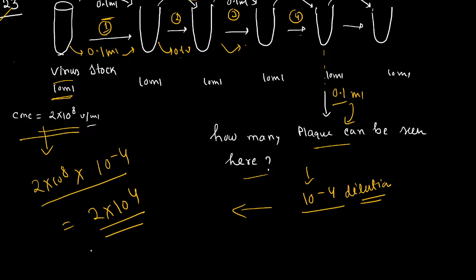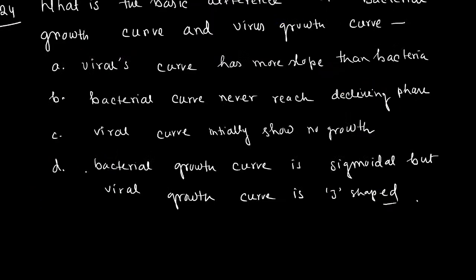Always keep your mind open about whatever is asked in the question: how many plaques can be seen here. I am not asking about 0.1 ml taken, like you did in the case of the black acid. Whatever you have diluted, from the concentration you have to multiply the dilution factor, nothing more than this. Okay, question number 24. The answer is 2 into 10 to the power 4.